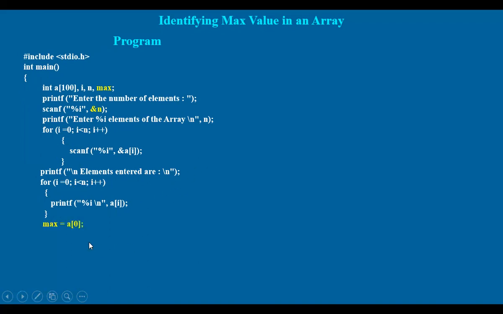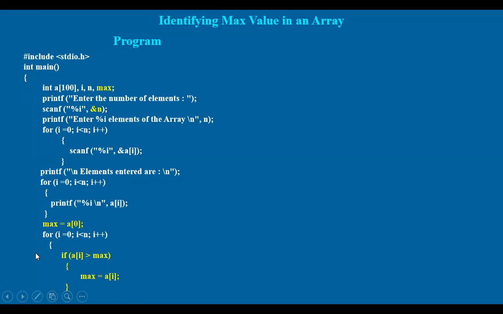Now, let us see. Maximum value is initially taken as the first element. Out of these 10 elements, the first value is considered as the maximum value. Now, in the for loop, we are going to compare the elements. This loop is going to run n number of times. And here, if A0 is greater than the maximum value, then the maximum value is taken as A0.